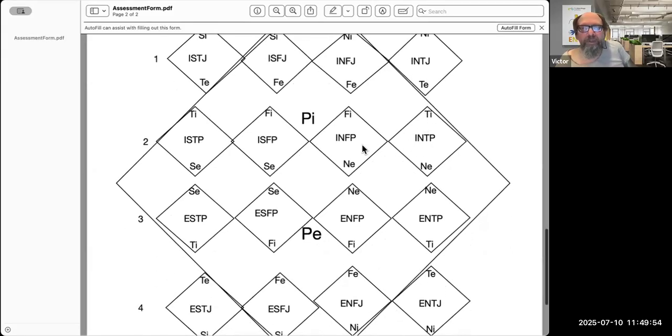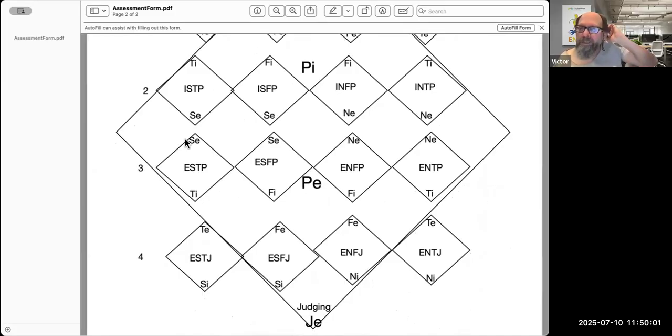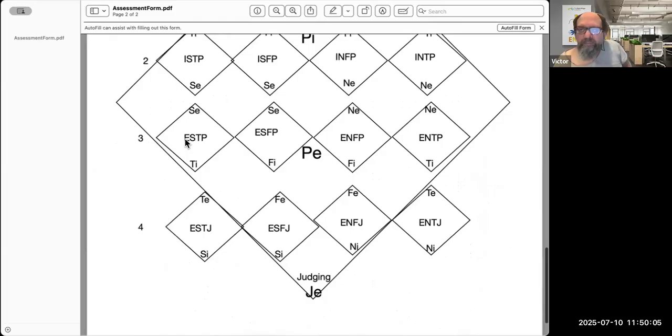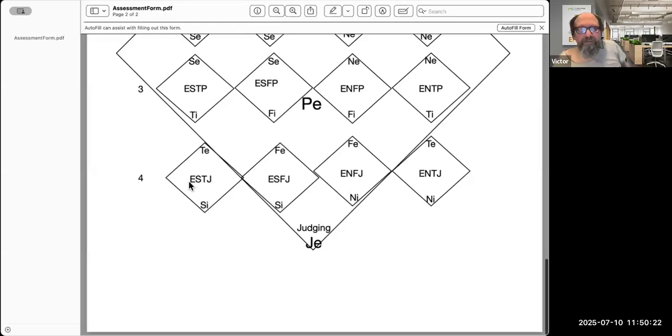All of the introverted that have a P at the end. Second row. And I talk about this in that little 2-page article. All of the extroverted that are P here. So see, there's 4 extroverted that are P, that are perceiving. And then all of the extroverted that are J.